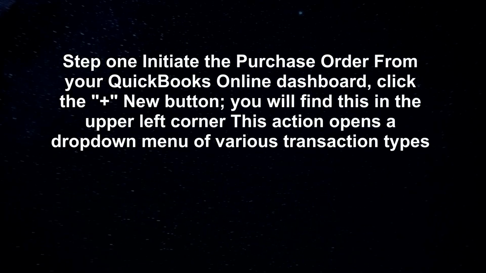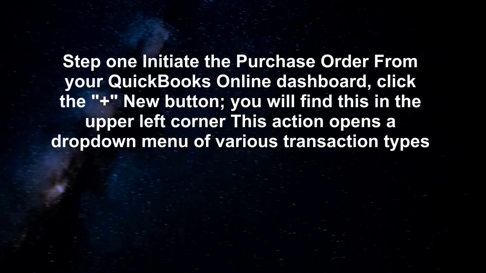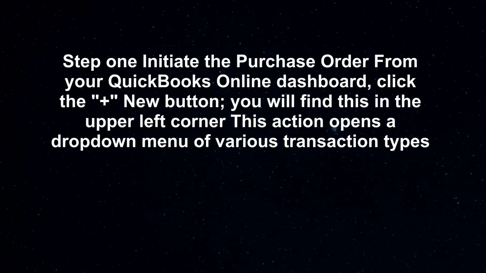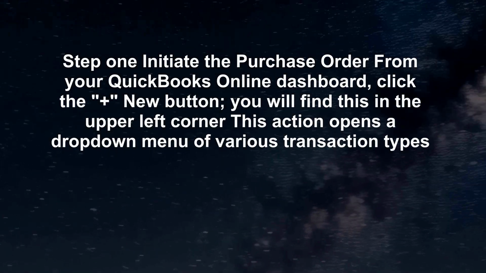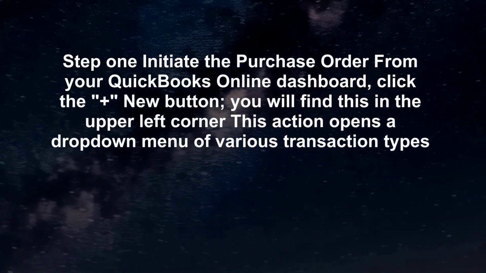Step 1. Initiate the purchase order from your QuickBooks Online dashboard. Click the plus new button. You will find this in the upper left corner. This action opens a drop-down menu of various transaction types.